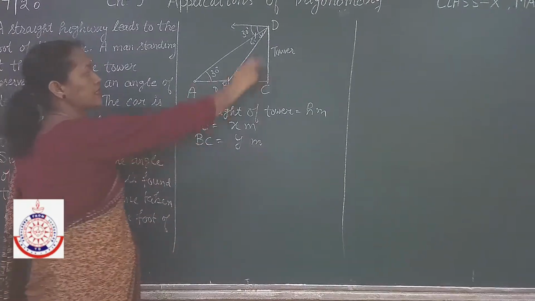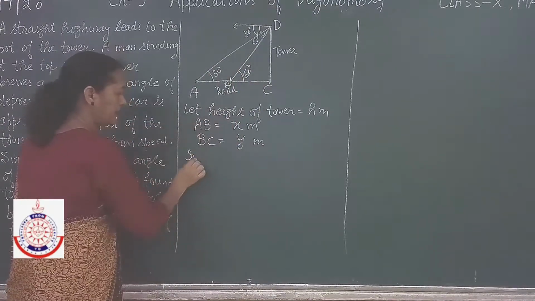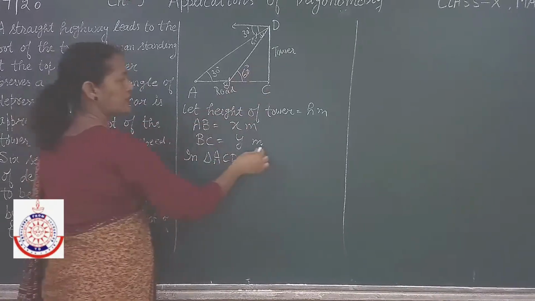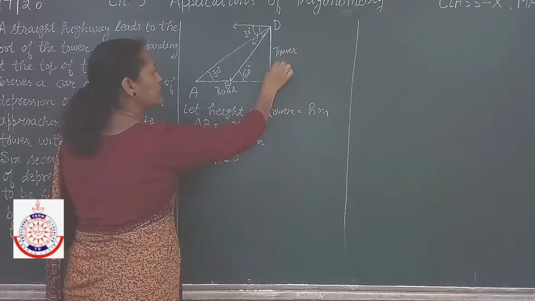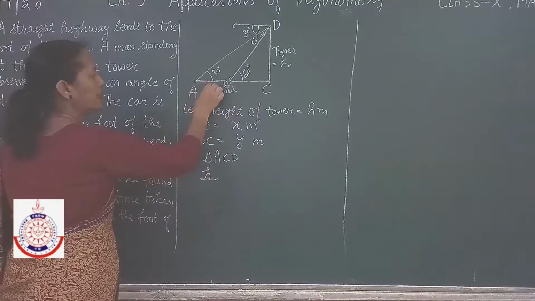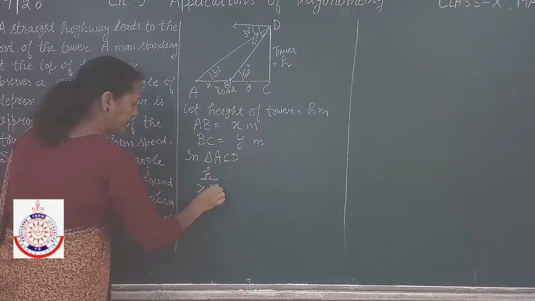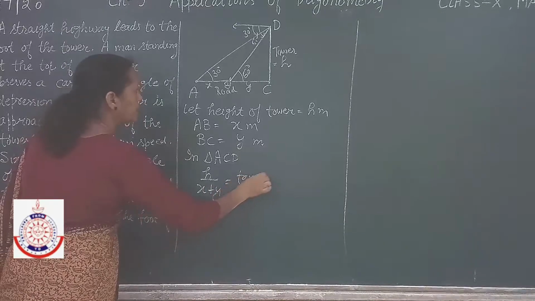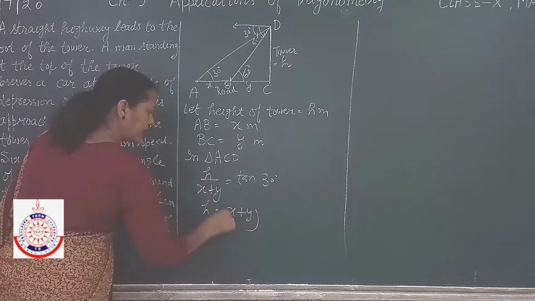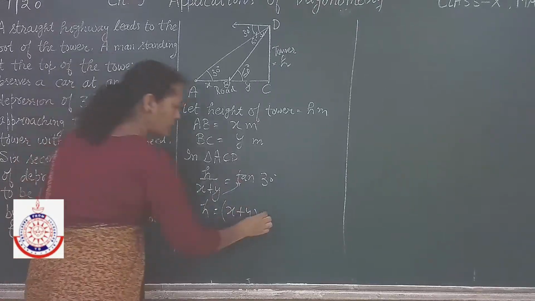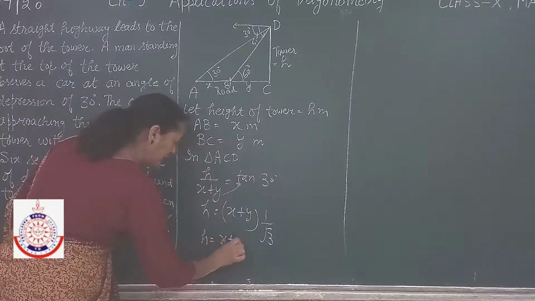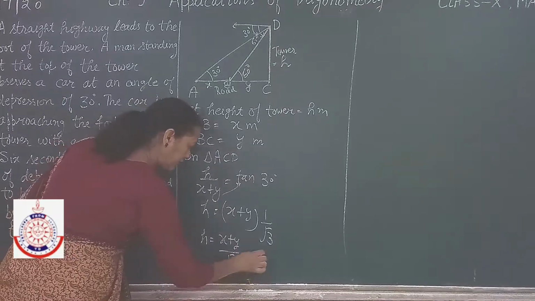Now we have two triangles. One is ACD and the other is BCD. In triangle ACD, the perpendicular is H, the height of the tower. The base, AC, is X plus Y. Tangent of the angle, 30 degree, equals H upon X plus Y. Tangent 30 is 1 upon root 3. So we have calculated H as X plus Y upon root 3, the first equation.